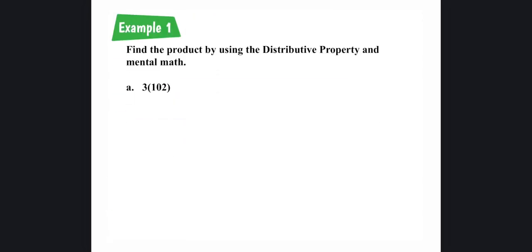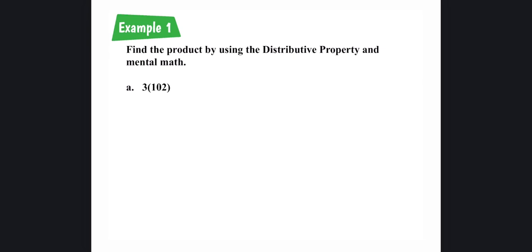Example 1. We'll do this problem together. Find the product by using the distributive property and mental math. Problem A. 3 times 102. The distributive property is useful when doing mental math calculations. Certain numbers are easier to multiply together than others. In this example, we can decompose the number 102 into two numbers that are easier to work with.